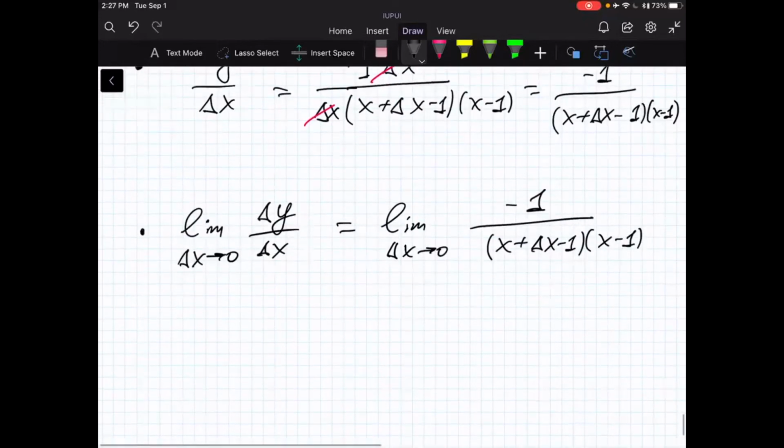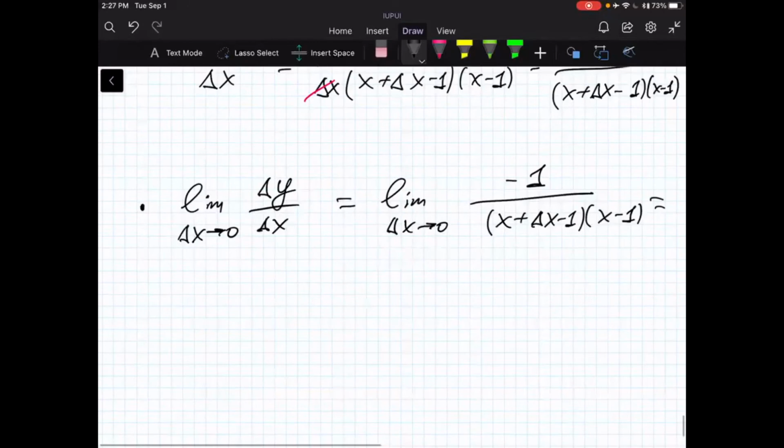And again, here I'm using the properties of the limits. First, I use that the limit of the ratio of two functions is the same as the ratio of the limits of the two functions.